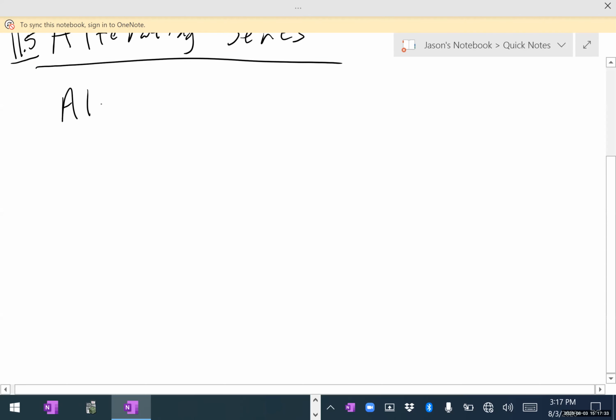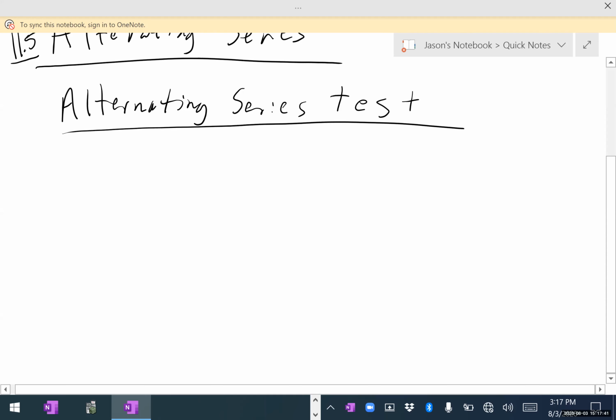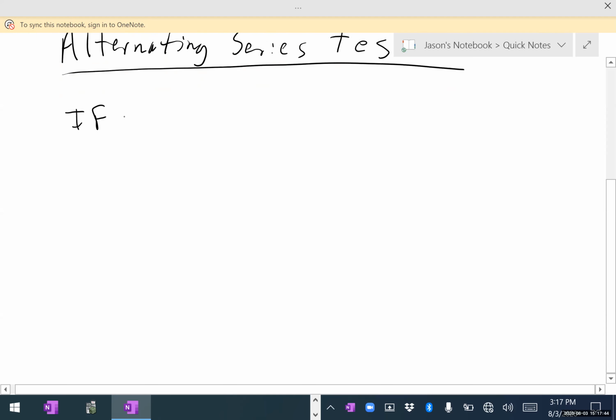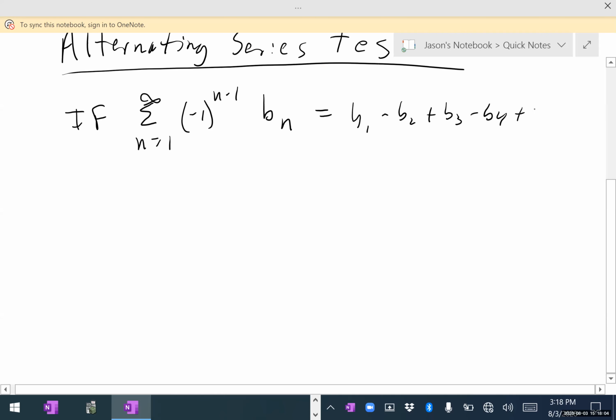So, alternating series test. If the sum from n equals 1 to infinity of (-1)^(n-1) b_n equals b1 minus b2 plus b3 minus b4 plus b5 minus and so on, it just goes on forever. If this satisfies two conditions, then the series is convergent.